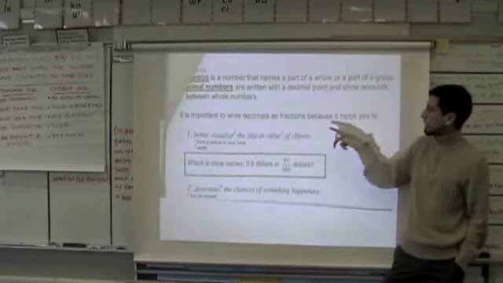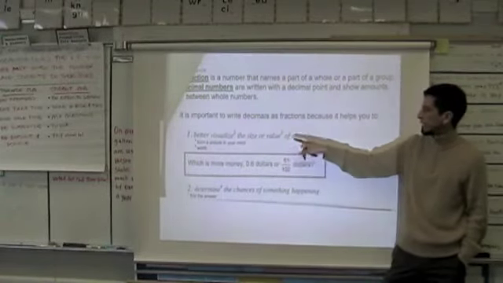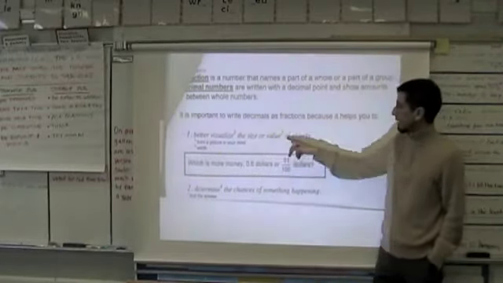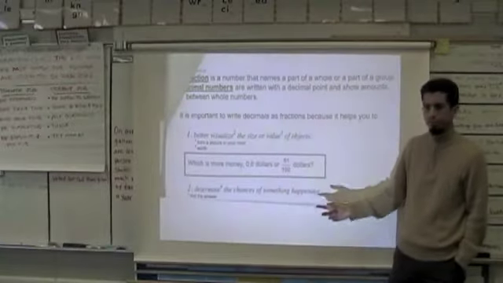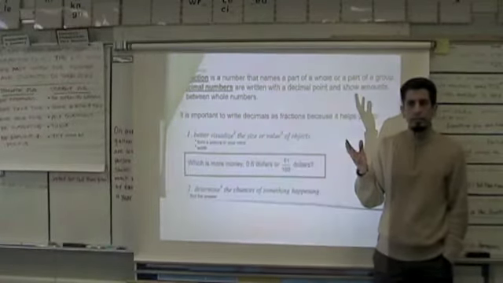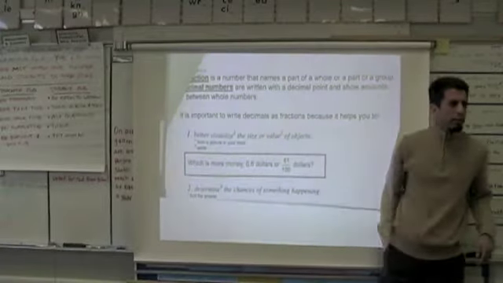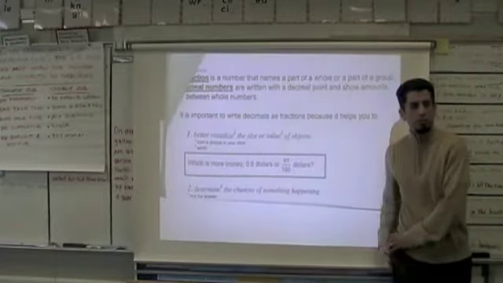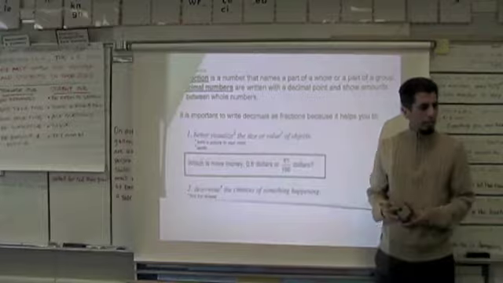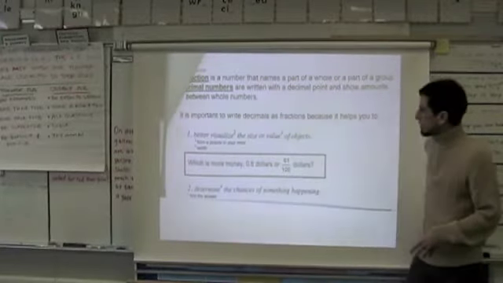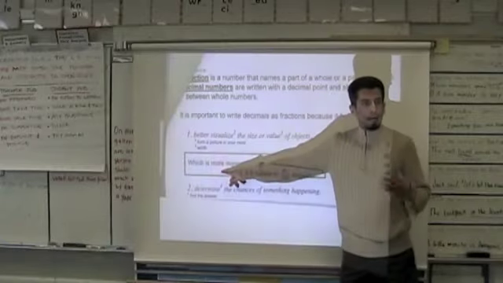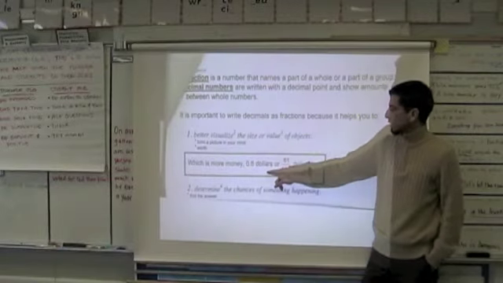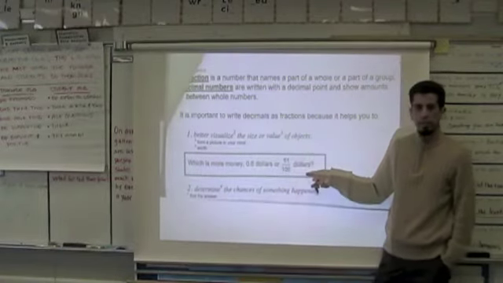It's important to write decimals and fractions because it helps you better visualize the size or value of objects. Visualize means to make a picture in your head, and value means the worth or how much it's worth. For example, is anybody interested in money? If I pulled out this $100 bill, would anybody be interested? I'm glad. I don't have a $100 bill, but I'm glad you're interested. So you can compare to visualize the amounts to find out what's worth more. Which is worth more money, boys and girls? $0.6 or 61/100ths of a dollar.